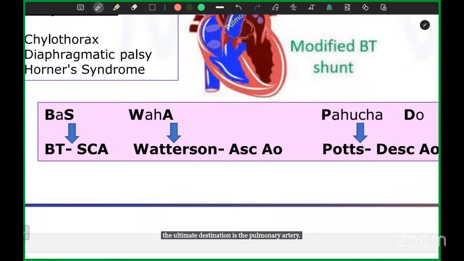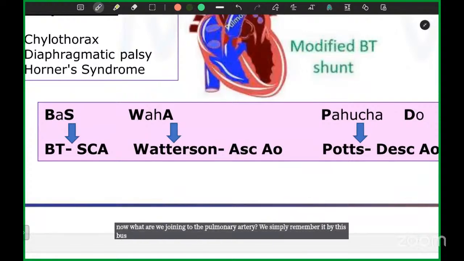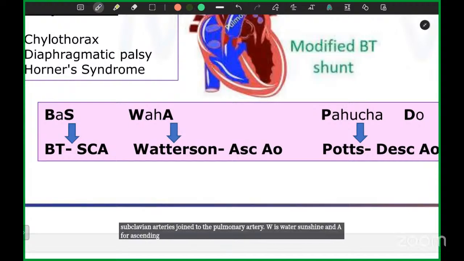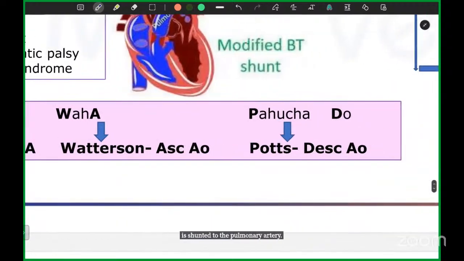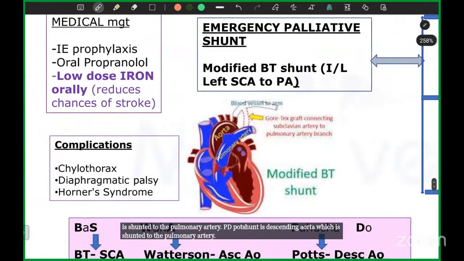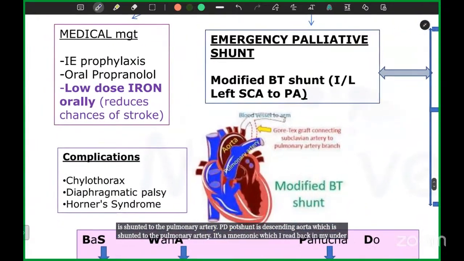Now, what are we joining to the pulmonary artery? We simply remember it by this. Bas wahan pahuncha do. B is modified BT shunt, where S, the subclavian artery, is joined to the pulmonary artery. Wahan, W is Watterson shunt, and A, the ascending aorta, is shunted to the pulmonary artery. Pahuncha do, PD, Pot shunt, is the descending aorta shunted to the pulmonary artery. It's a mnemonic which I read back in my undergrad days, so I just remembered it and wanted to put this up for you.